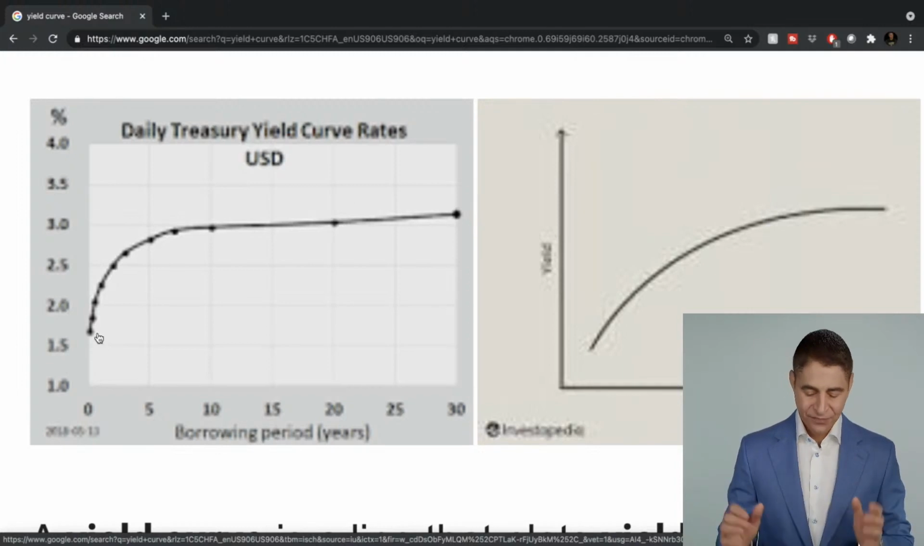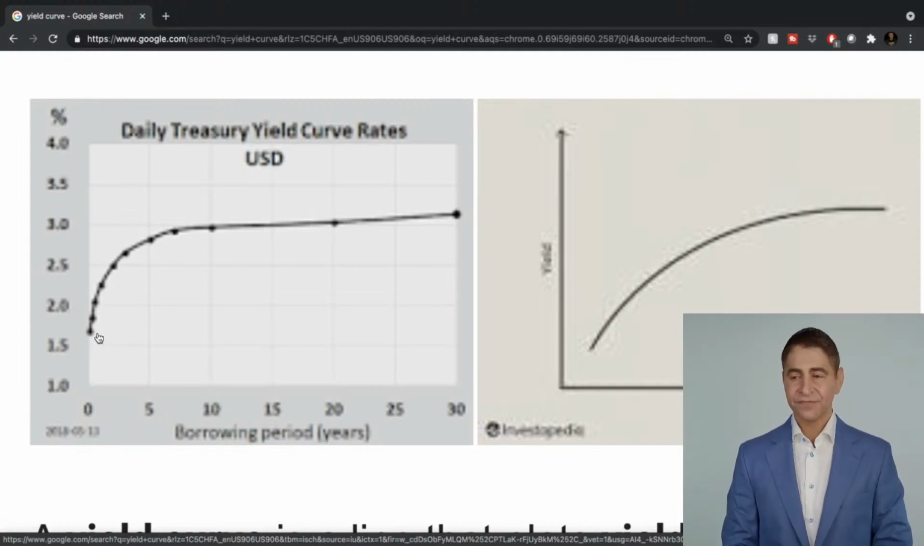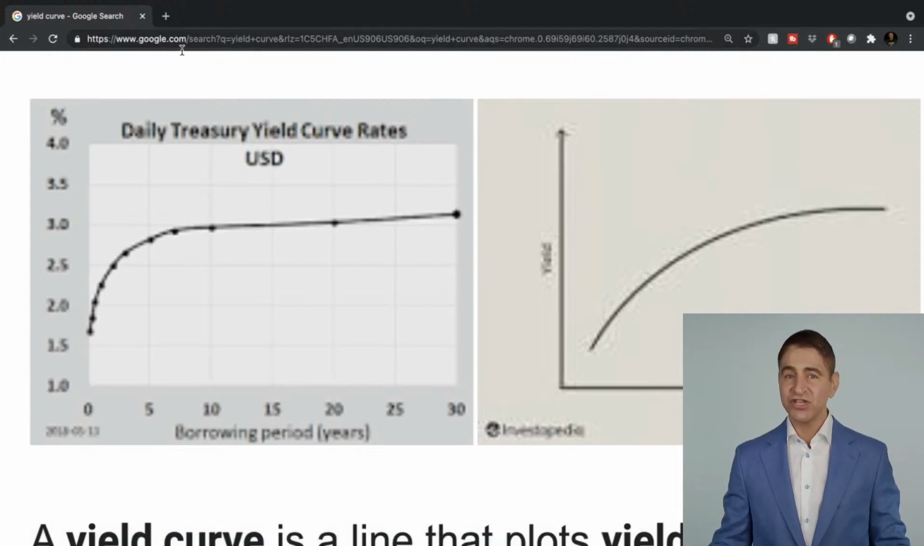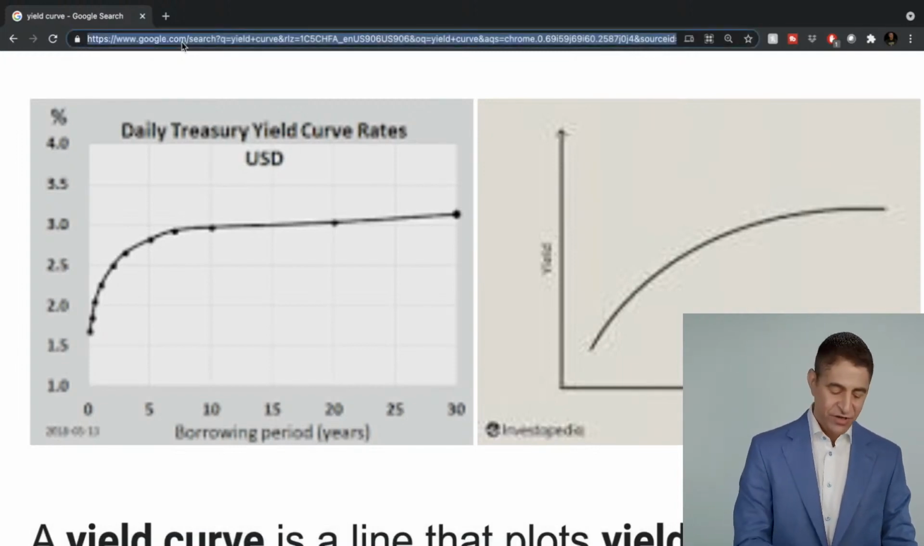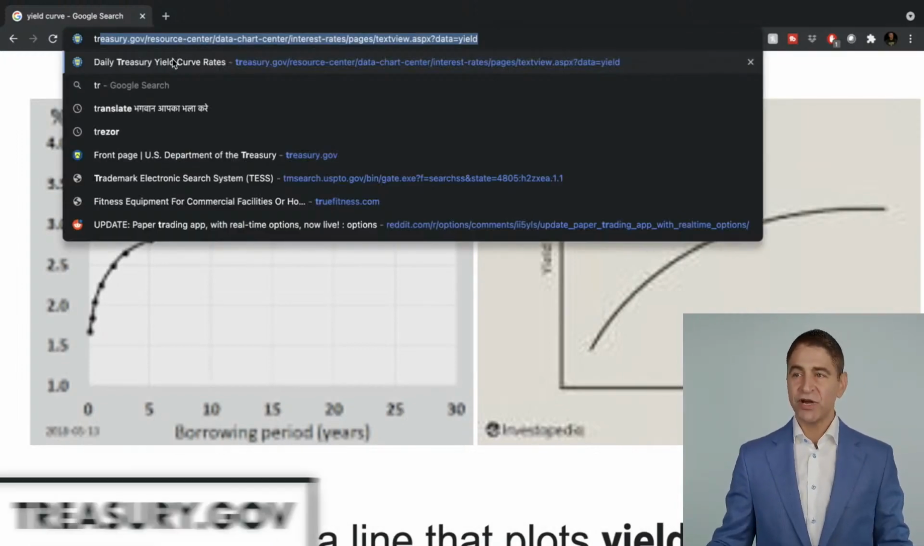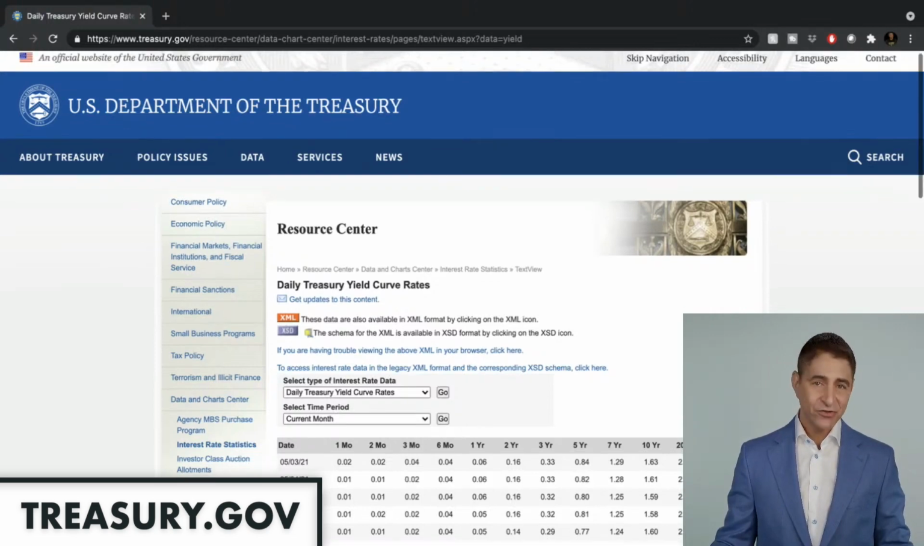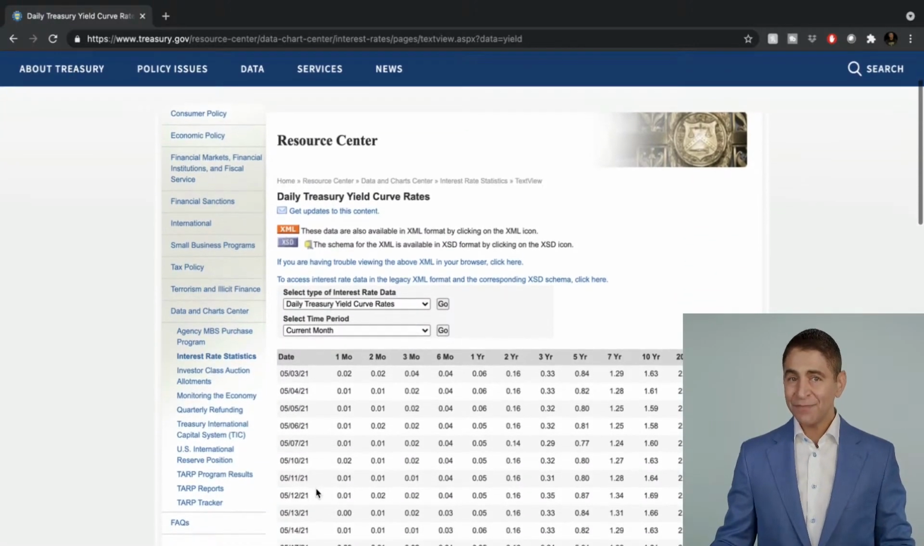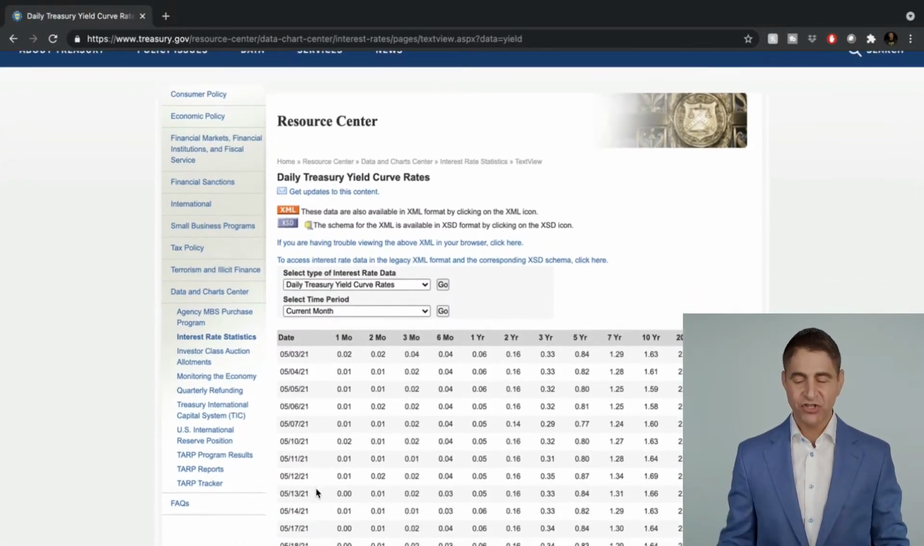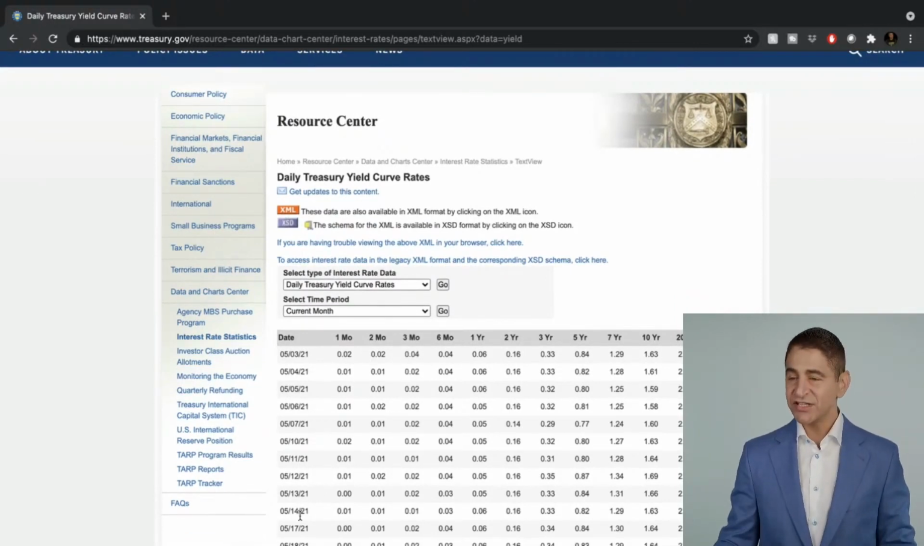Okay. Now, because of COVID and the terrifying economic environment globally, this yield curve has shifted down a lot. And I'll show you where to get the real-time data for this. So what you do is you go to treasury.gov, which is the United States government office that tells you what interest rates are. And you can map this yourself as well. So recall I showed you the x-axis was time, the y-axis was the interest rate.